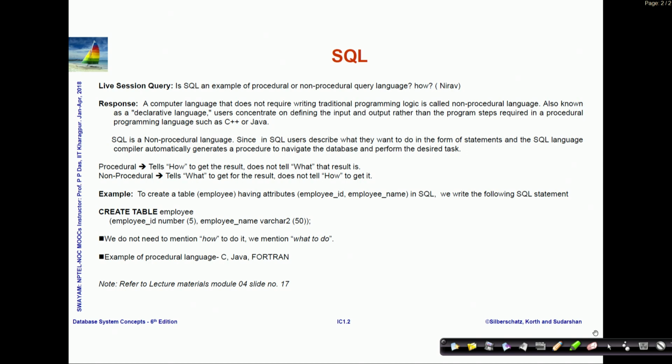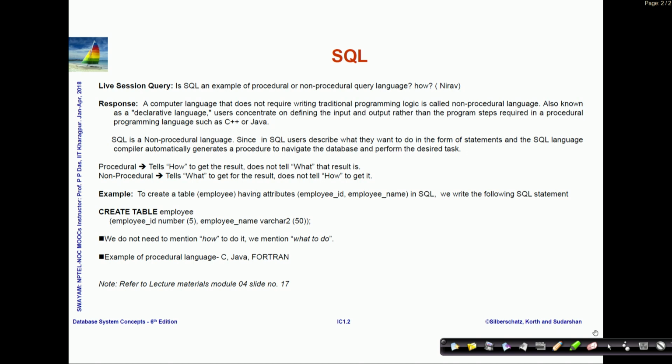We have collected all the questions. Most of the questions that were put up, we have prepared the responses for. In addition, if there are questions coming in online, I will try to answer them towards the end of the session. So, I will start with the first question.